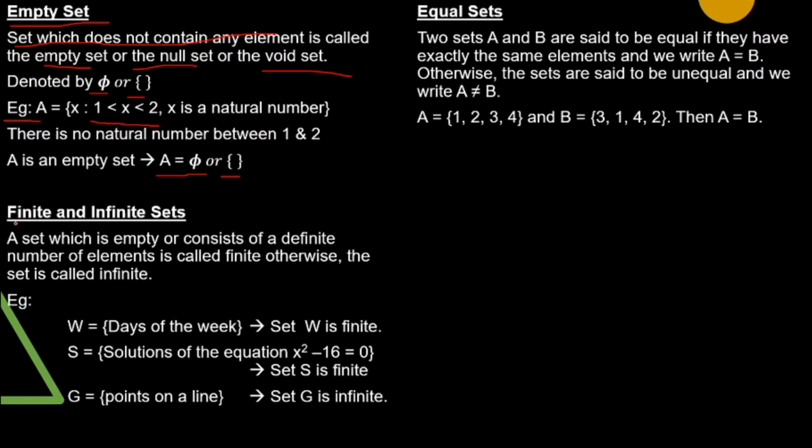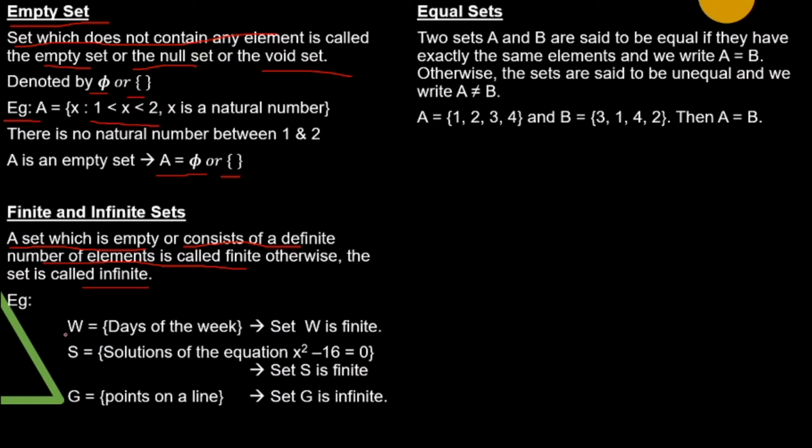Next topic, finite and infinite sets. Finite, by the term itself we can understand, means a limited, fixed number of elements. Infinite means an infinite number of elements. Let's go for the definition. A set which is empty or consists of a definite number of elements is called finite. That is, if a set is empty, you can call it a finite set. If it has a fixed, that is definite, number of elements, you call it a finite set. Otherwise you call it infinite. Some examples will help you understand more.